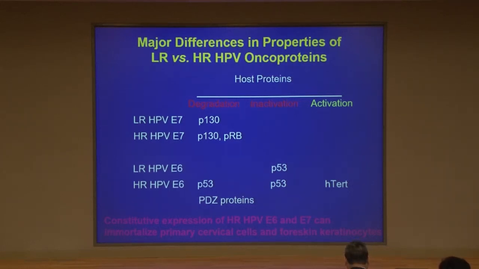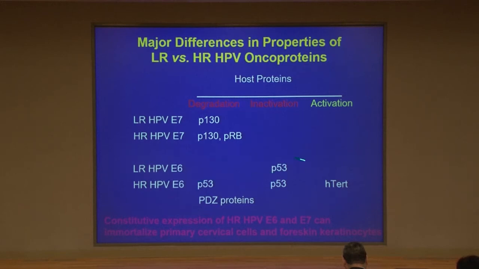They all do the same. They're all amplified in the differentiated cells and produce virus. The major difference is the low-risk virus can degrade P130. That's what they need to do to amplify. The high-risk E7 not only degrades P130, it also degrades pRB. This is a major tumor suppressor.